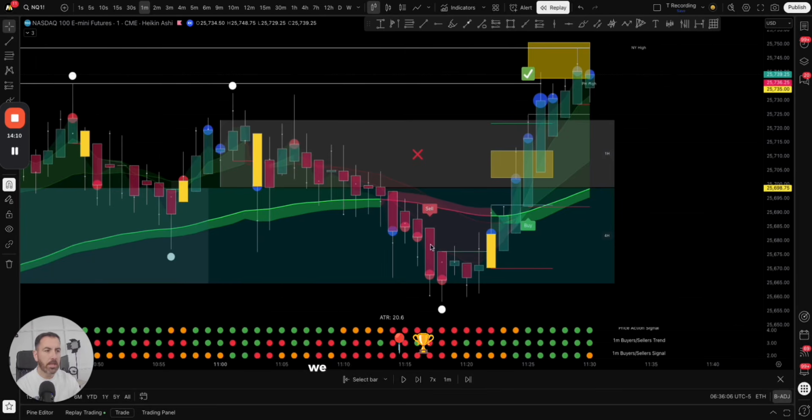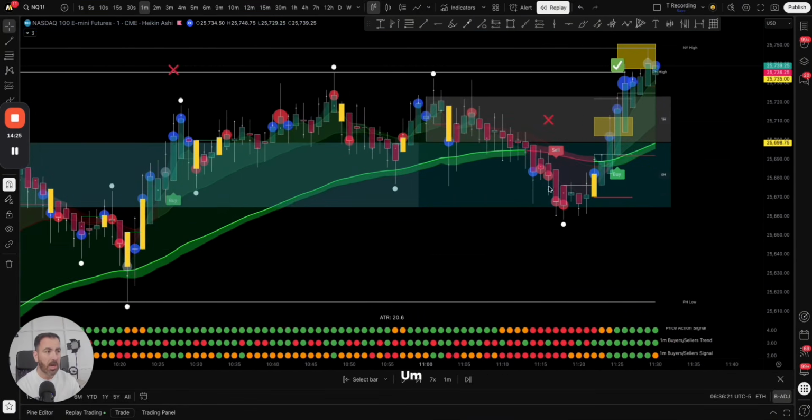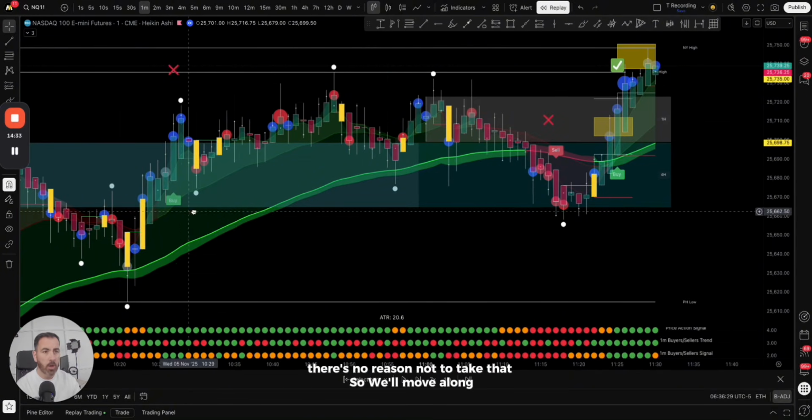So next trade, we've got a loss here. So that's up to 8 wins. This is a second loss here. We'll come down under the 4 hour. There's absolutely no reason to not take this trade. Well, trend wave's red, traffic lights are red. Other than the fact that we're very, very bullish, there's no reason not to take that. So we'll move along.